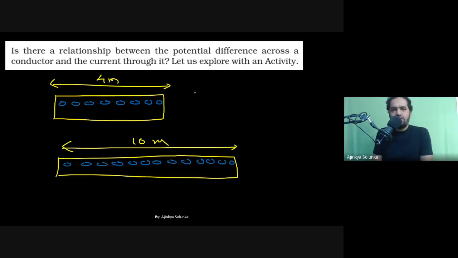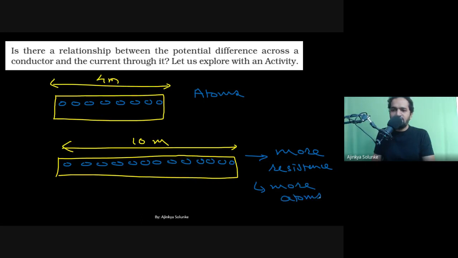So in short, can we say the resistance is being offered by atoms? If 4 meter has a certain number of atoms, it will have resistance. But if the atoms are more, can we say the 10 meter wire will offer more resistance because it has more atoms? More atoms means more resistance, in simple language. Okay, this is the first point.